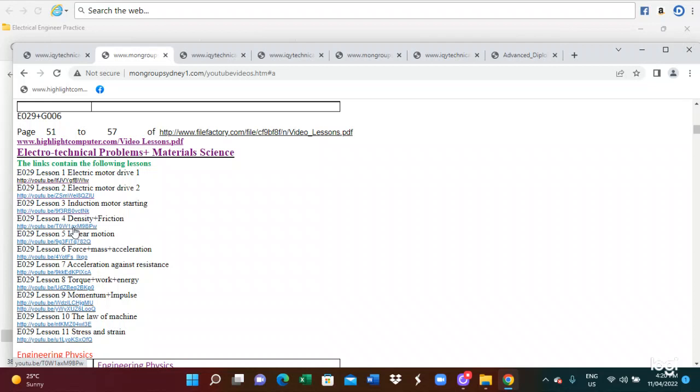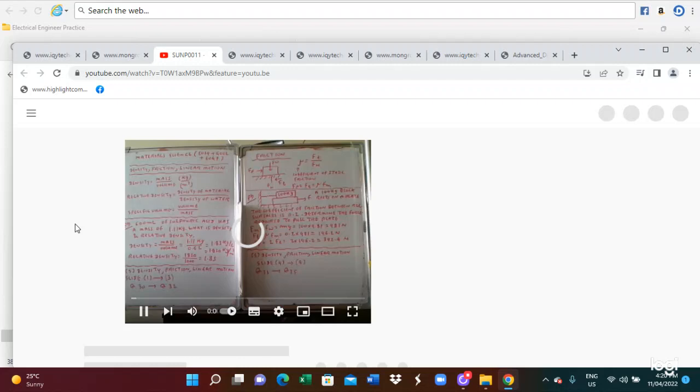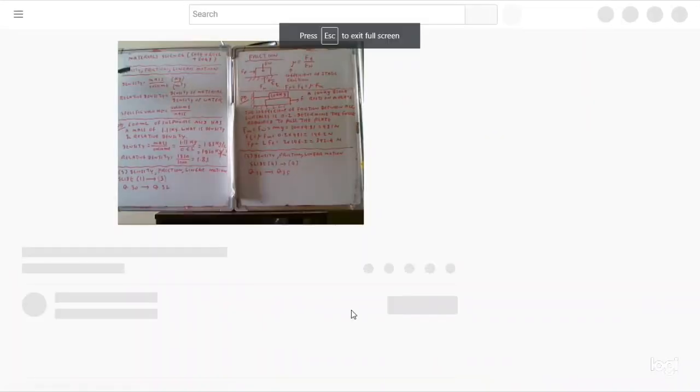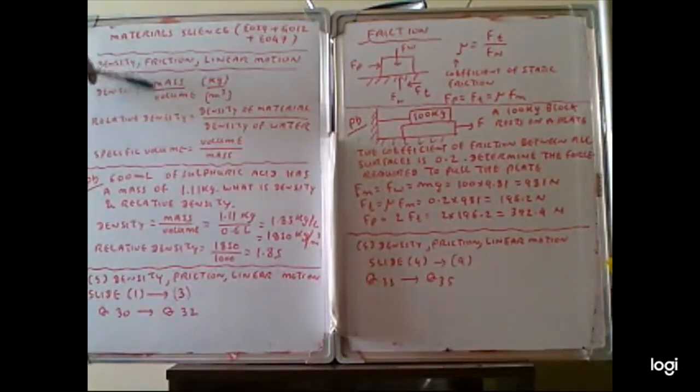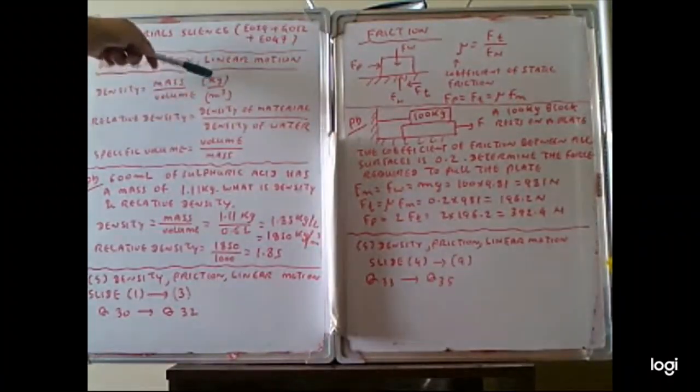Now we're talking about density and friction. Material science covers density, friction, and linear motion. Density can be calculated by the formula mass divided by volume. Mass unit is kilogram, volume is cubic meter. Relative density is the density of the material divided by the density of water. Specific volume is the volume divided by mass. So these are the equations to calculate the density.